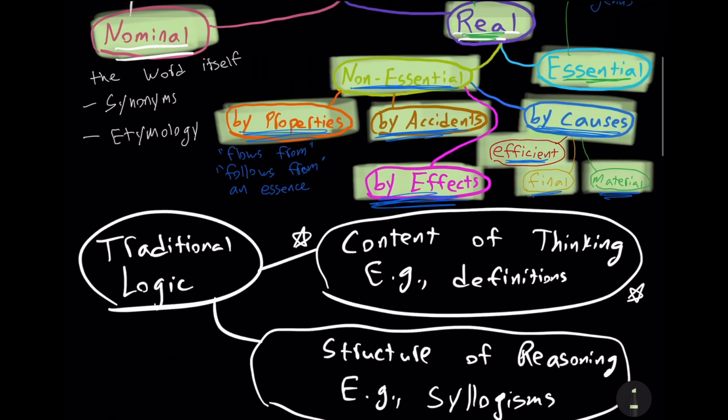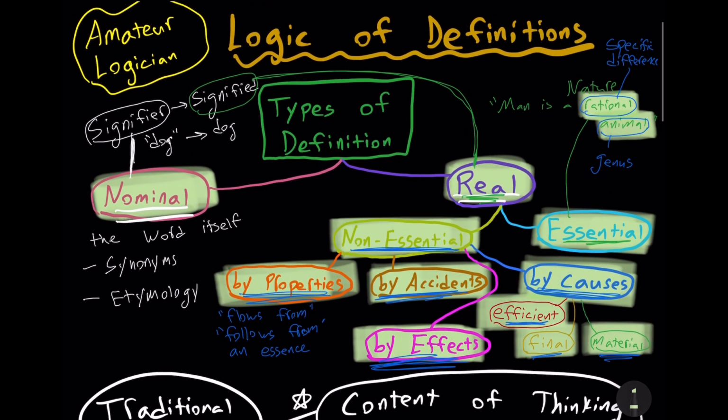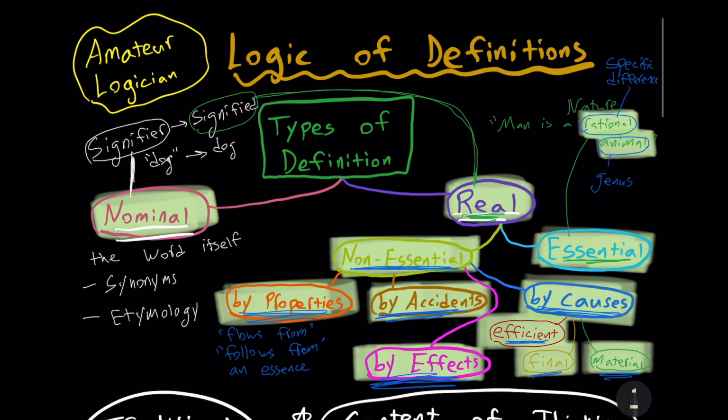So we've went through the types of definition. We can think about nominal definitions, real definitions, non-essential, essential, and so forth.